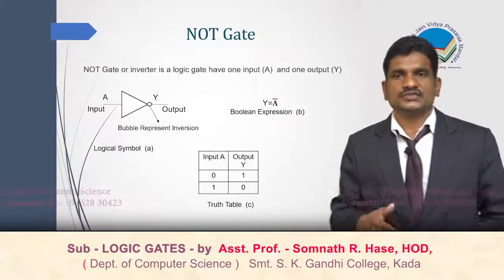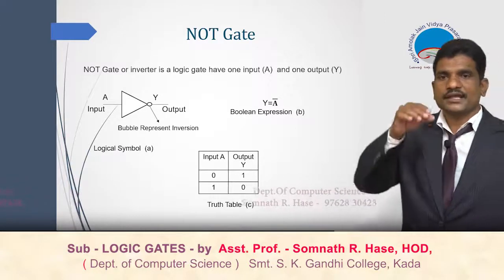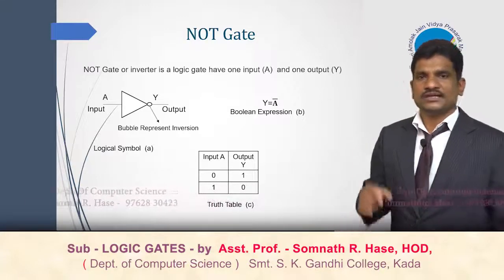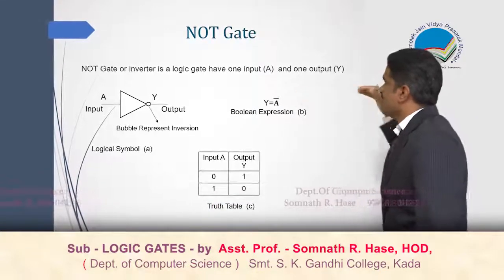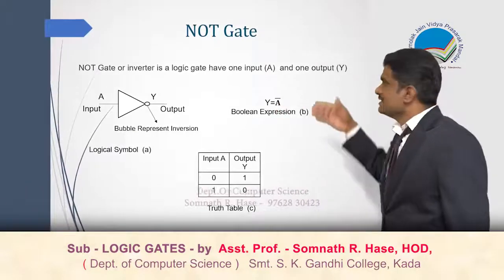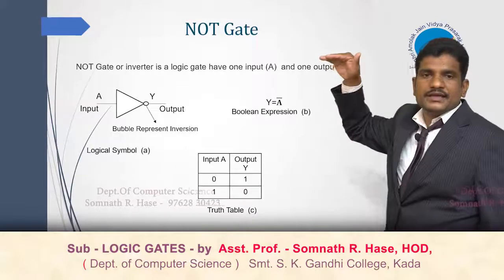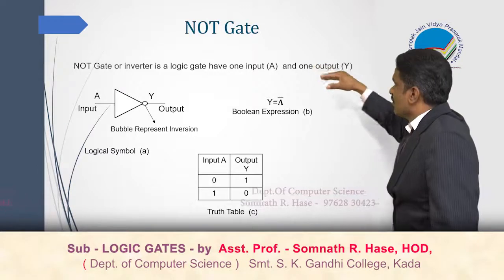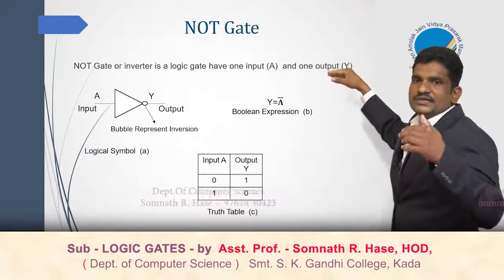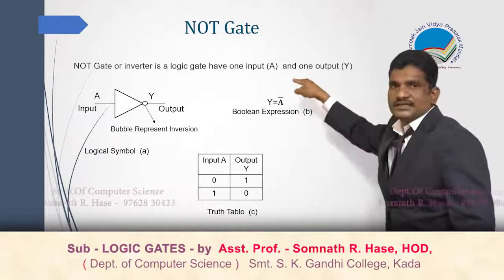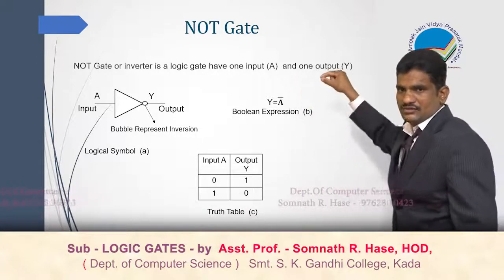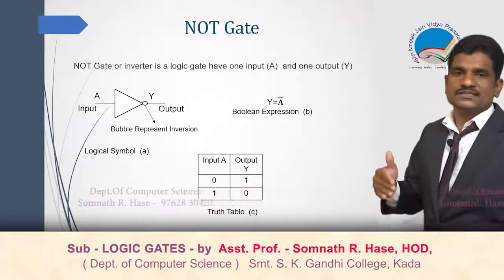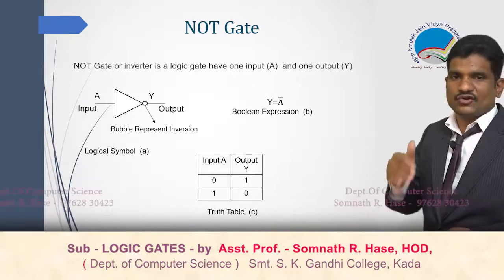The first one is the NOT gate. A NOT gate or inverter is a logic gate having one input and one output. So a NOT gate accepts only one input and gives only one output. In this diagram we can see the Boolean expression as well as the logical symbol of the NOT gate. In the logical symbol there is input A and output Y. You can see there is a bubble in the logical symbol of the NOT gate. The Boolean expression of the NOT gate is Y equals A inverter, or A NOT.